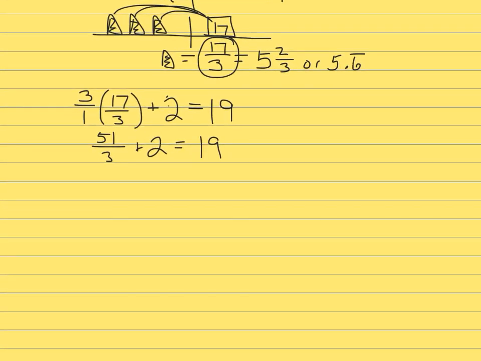And now when I look at this, 51 divided by 3 gives me a value of 17. Plus 2 equals 19. So 19 equals 19, and our check works out just like what we've been doing. If you need to, you can pause the video and rewind it and go back and look through that problem.